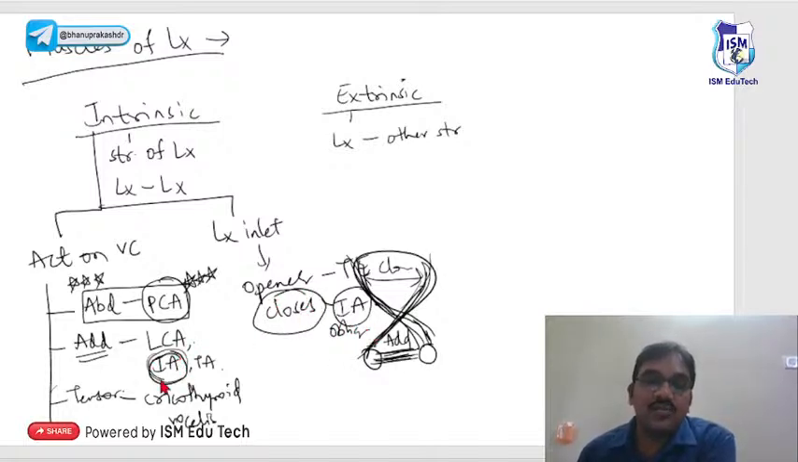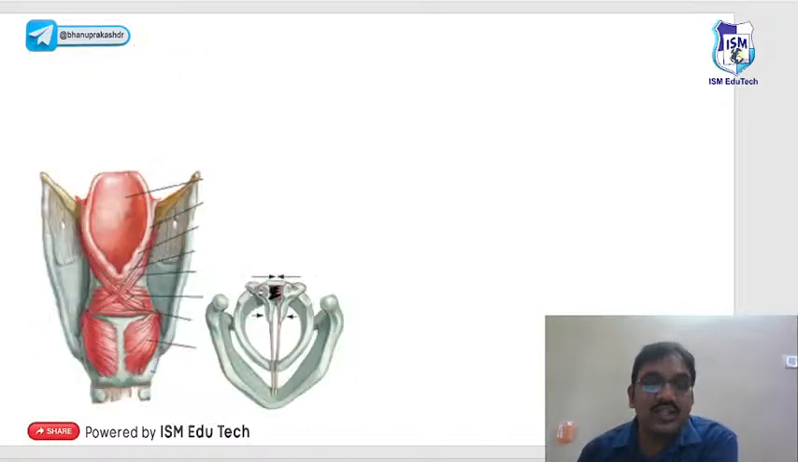Again, don't get confused between this interarytenoid and this interarytenoid. Interarytenoid transverse fibers will pull both the arytenoids together, causing adduction. Interarytenoid oblique fibers will cause the closure of the inlet of the larynx. Hope this is clear. Of course, this is not much important to remember at your level.